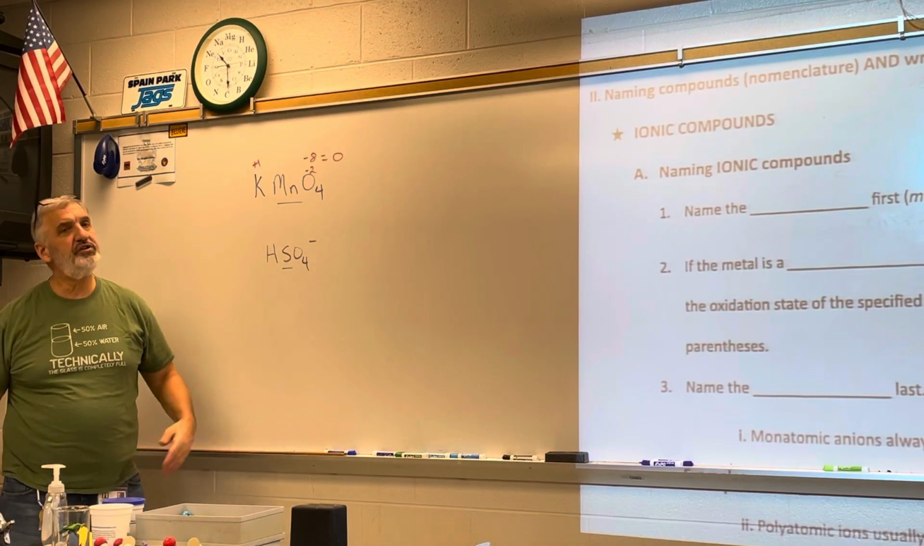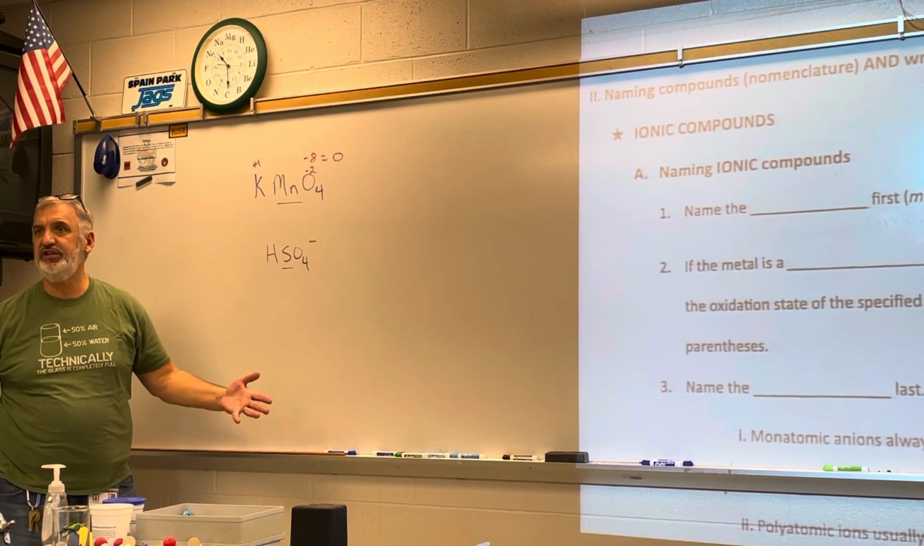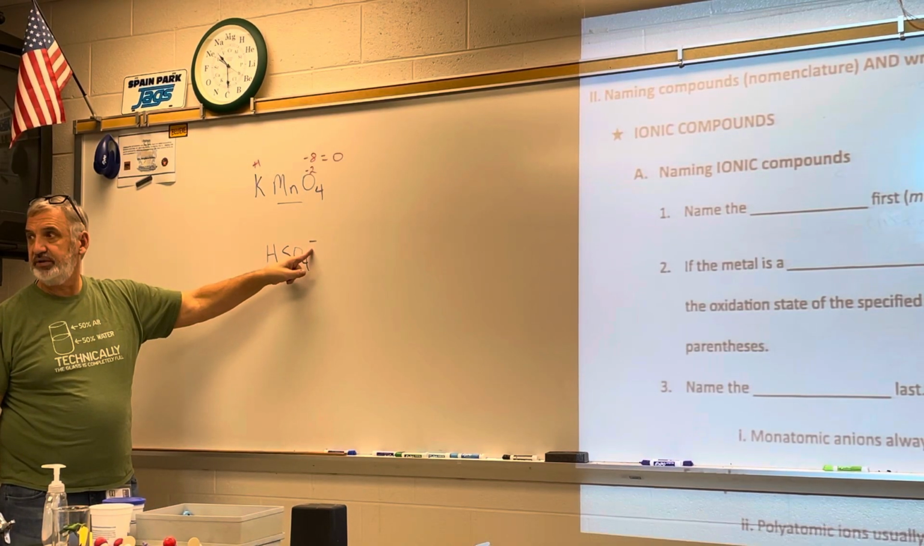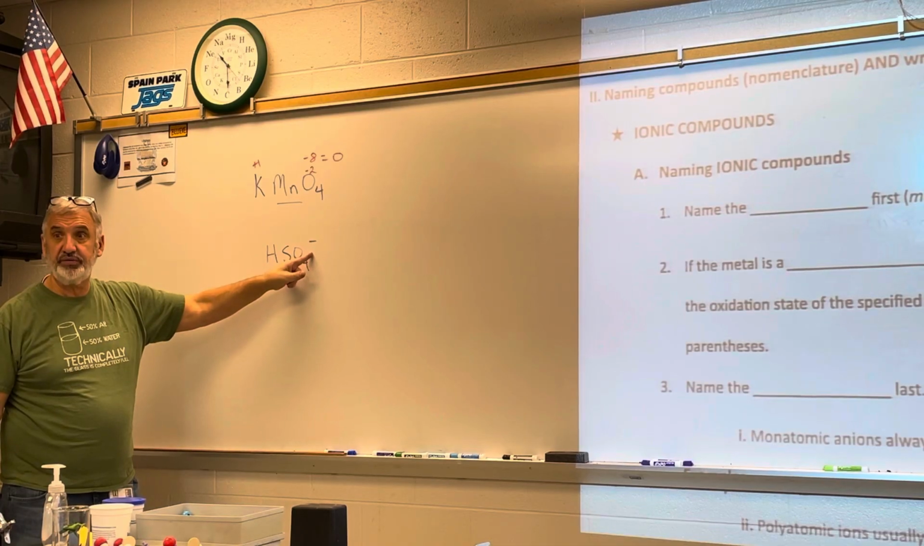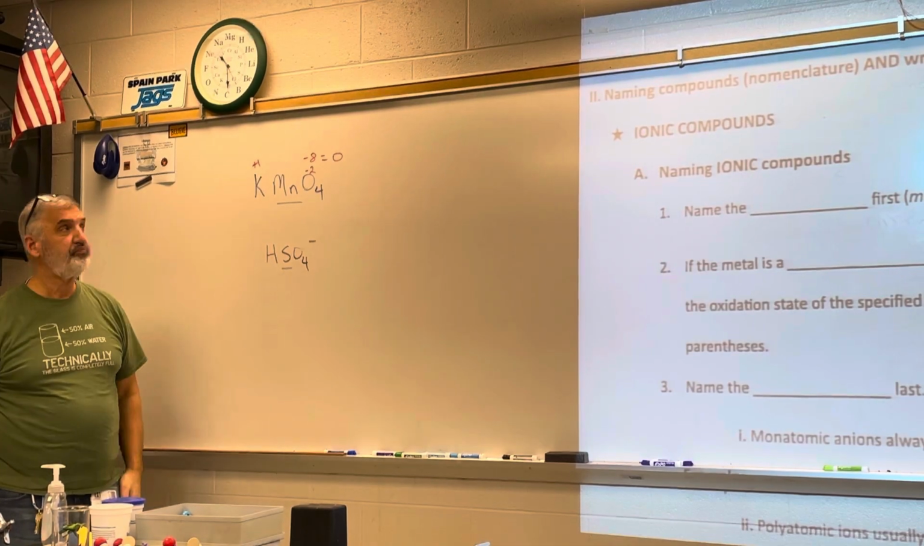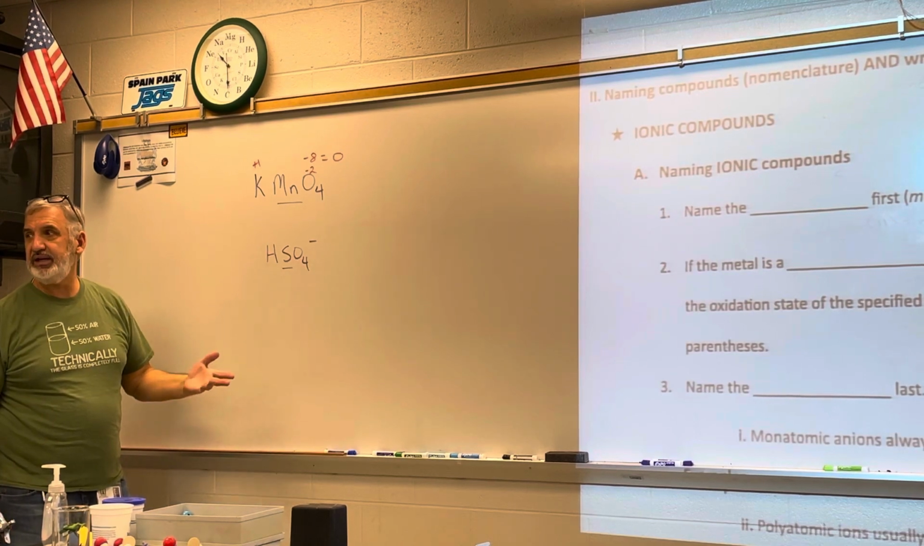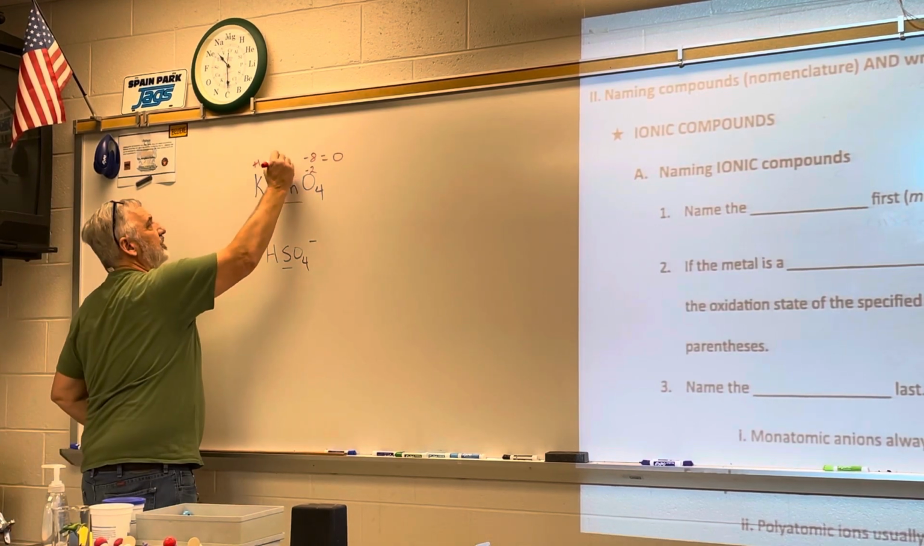There's no charge on it. There's no charge. An ion is a charge. By definition, it has a charge. If it's not an ion, it's not going to have a charge written. If there's nothing written, no charge written, we assume it's 0. It's a compound. So therefore, heavy-duty math here. We can do this in our head. Manganese must be +7.